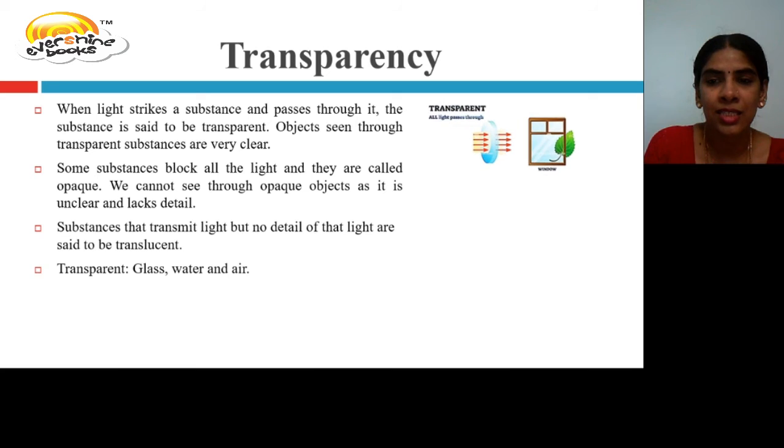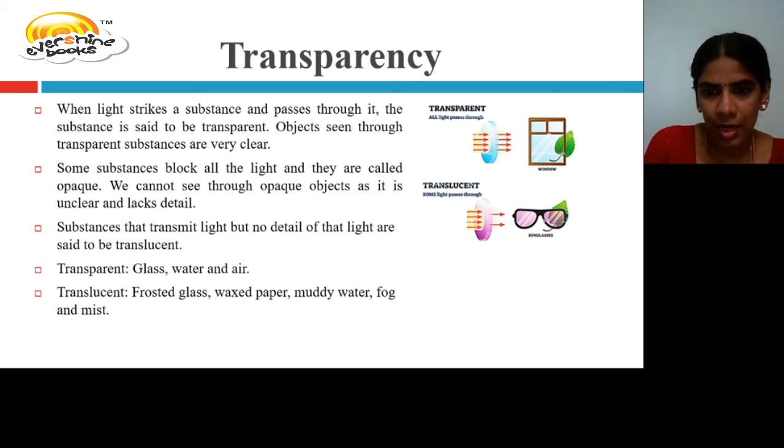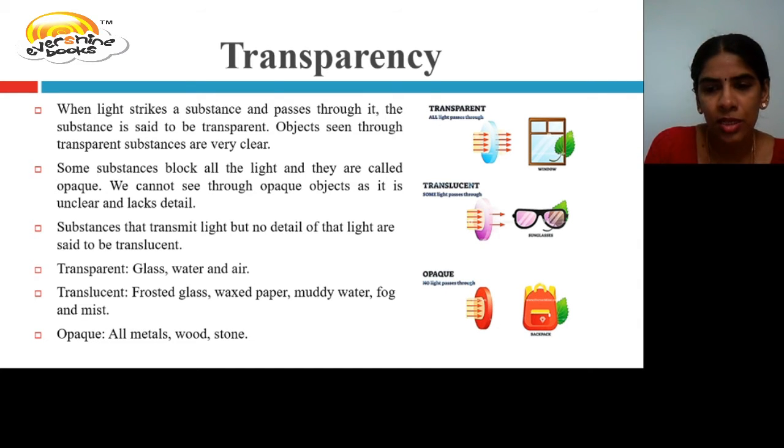Transparent: glass, you can see it is very transparent, all light passes through it. Similarly, water and air are all transparent substances. Translucent: frosted glass, in which only some light passes through it. Muddy water, fog, mist, waxed paper, frosted glasses. Opaque: all metals, woods, stones, because no light passes through them, are called opaque.